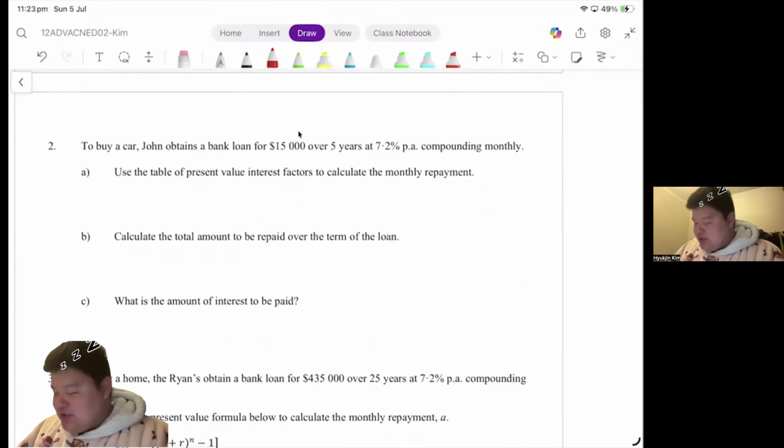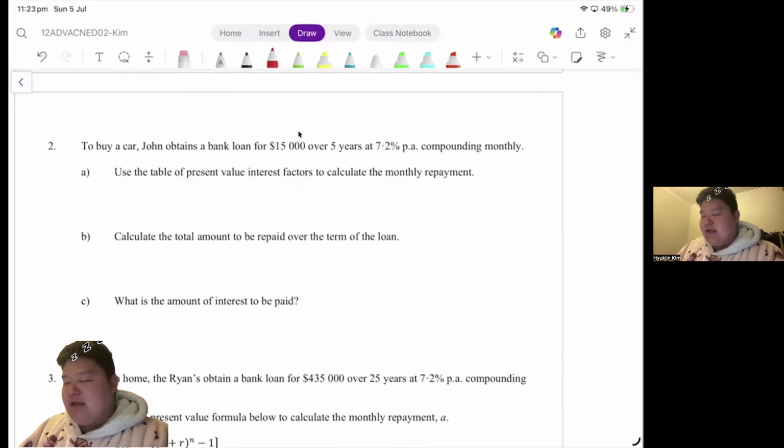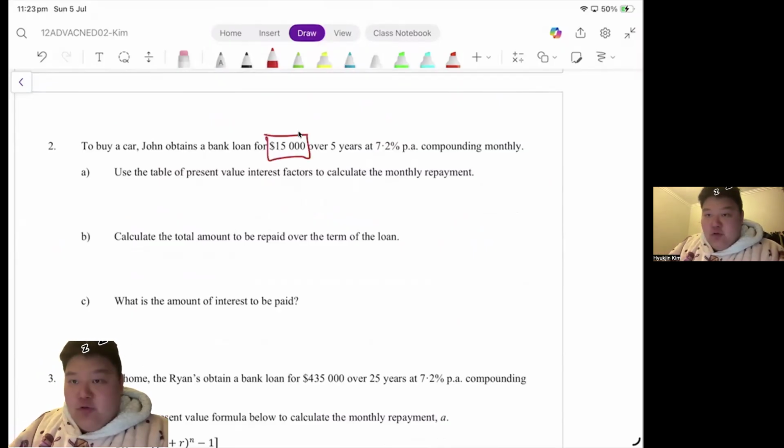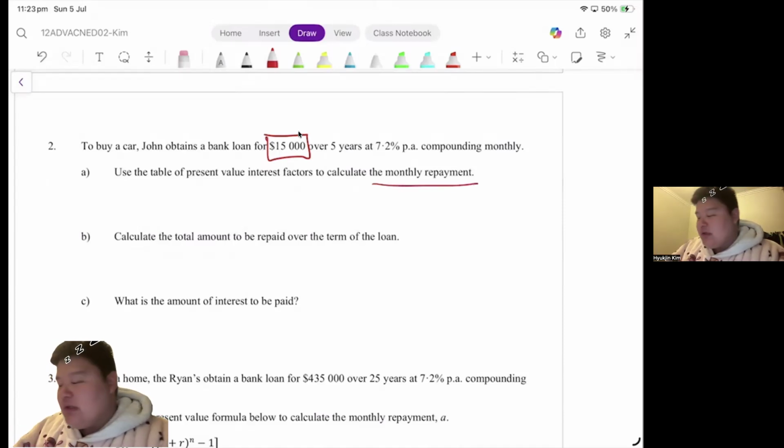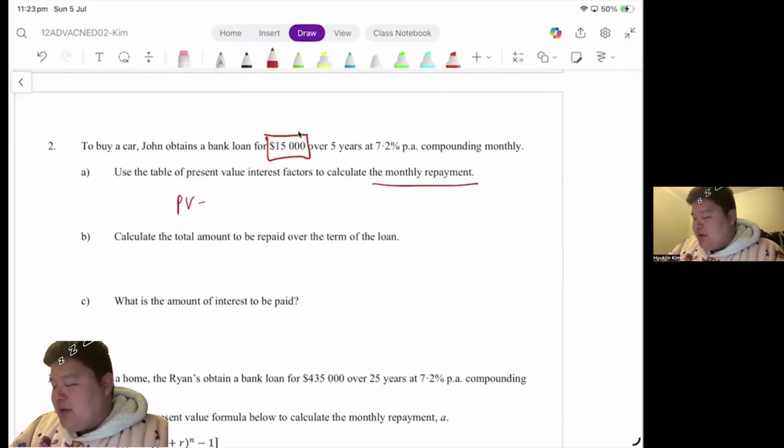Anyhow, question 2. To buy a car, John obtains a bank loan for $15,000 over 5 years at 7.2% per annum, compounding monthly. This is the value, and we're looking for the repayment. We're looking for the contribution. What did we remember? Present value equals contribution times the multiplier, right?